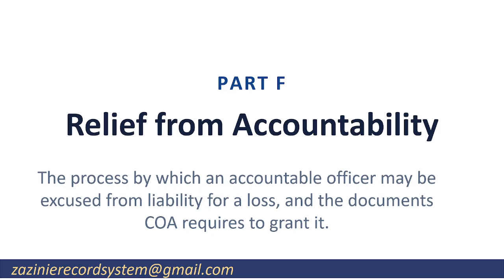Part F, Relief from Accountability. The process by which an accountable officer may be excused from liability for a loss, and the documents Commission on Audit requires to grant it. This part covers the full relief from accountability process in detail. Who decides based on the amount involved, who may file, and the specific documents Commission on Audit requires. Next slide.